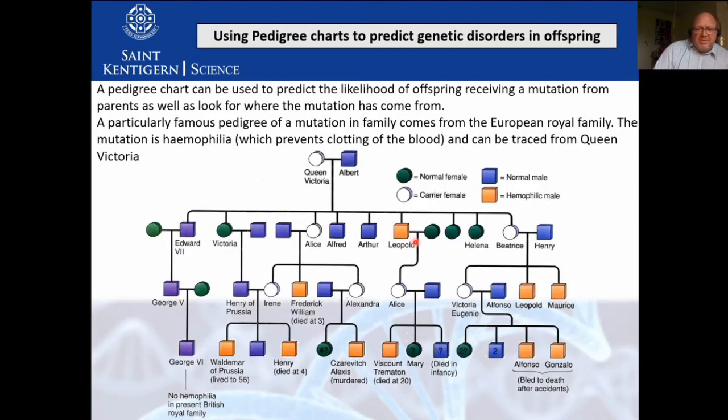I've showed you this before. This is Queen Victoria. She was born with something called hemophilia. So all the males that have it are going to be orange, and all the females that carry it are going to be in white. But a normal female doesn't have it, and she doesn't carry it. So Queen Victoria was a carrier, but the mutation started with her.